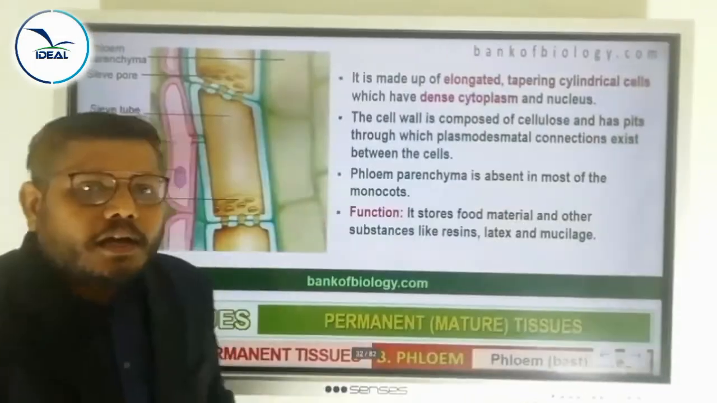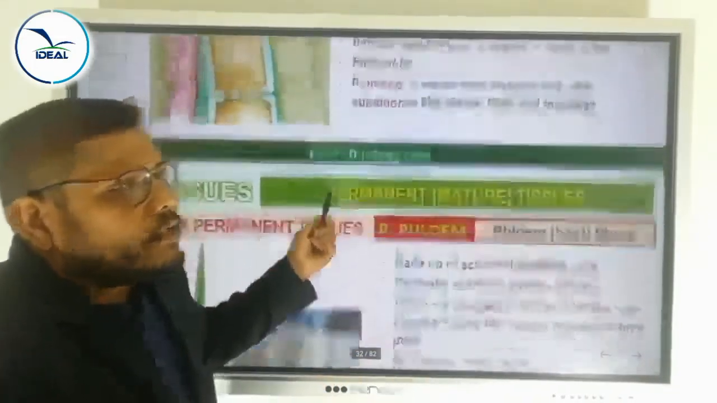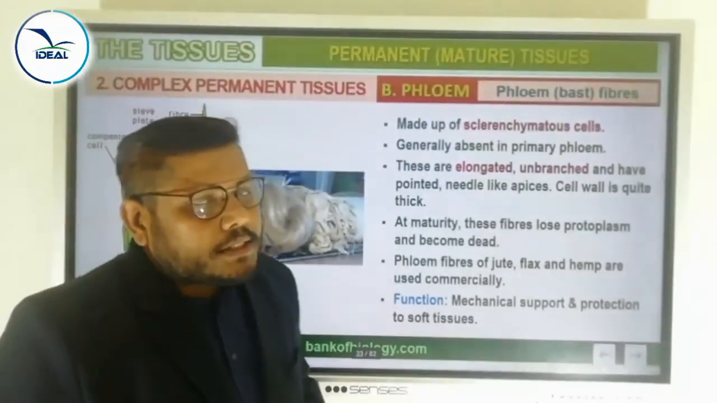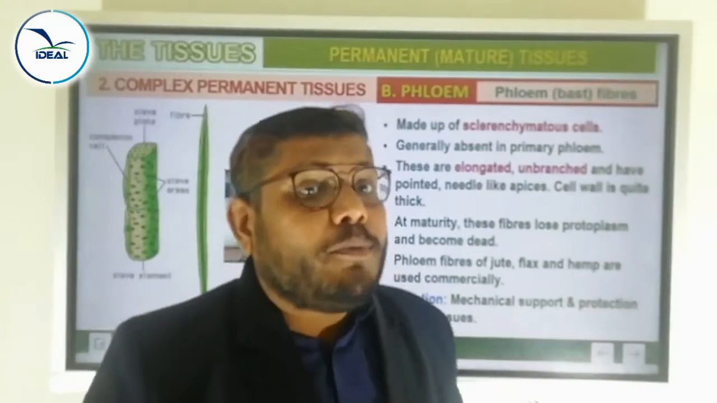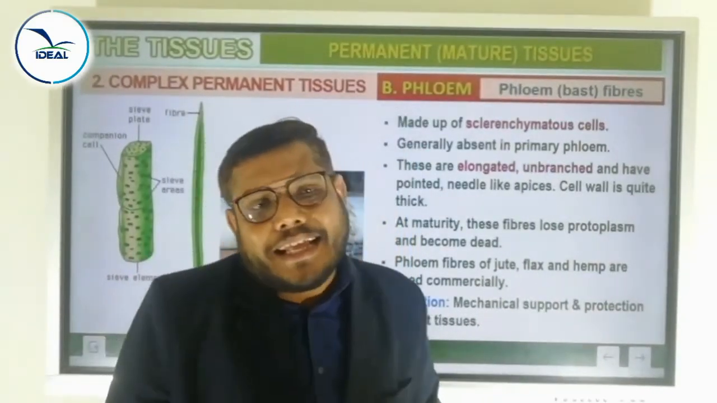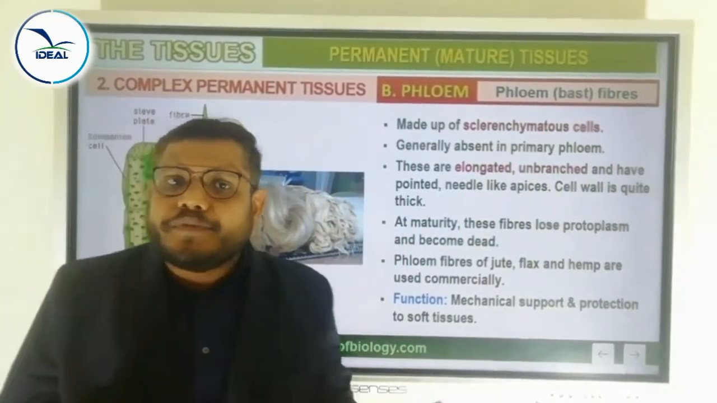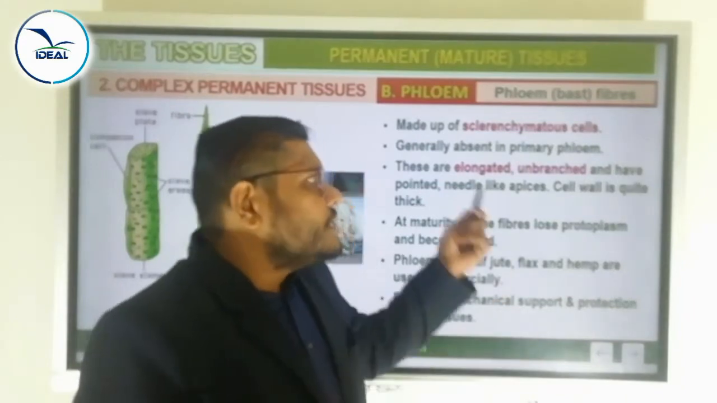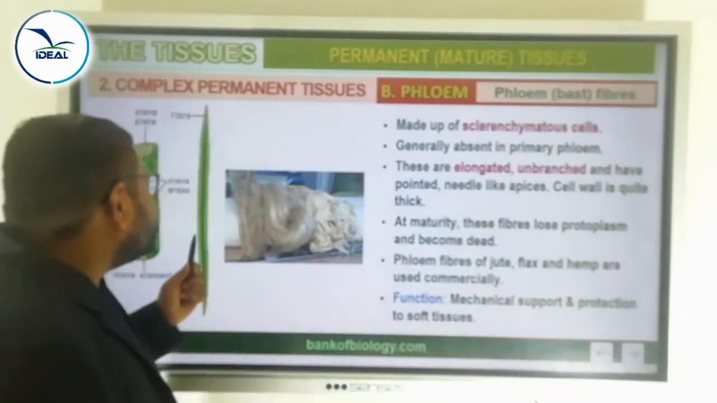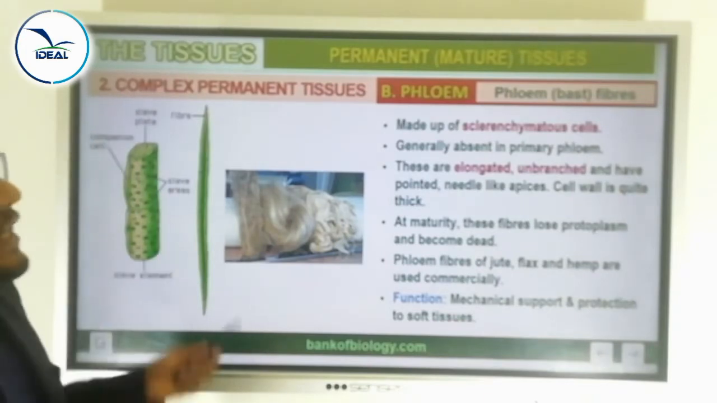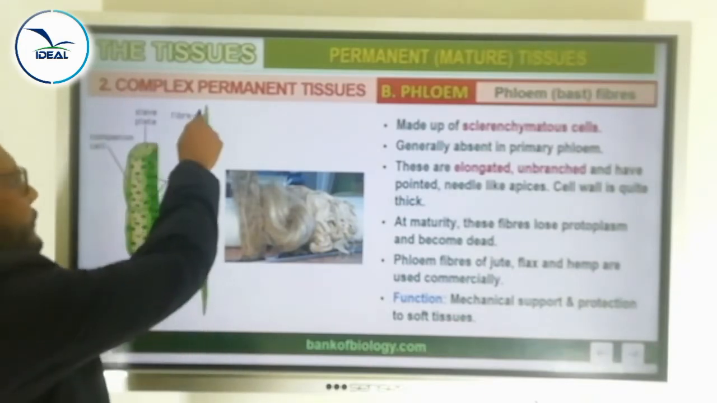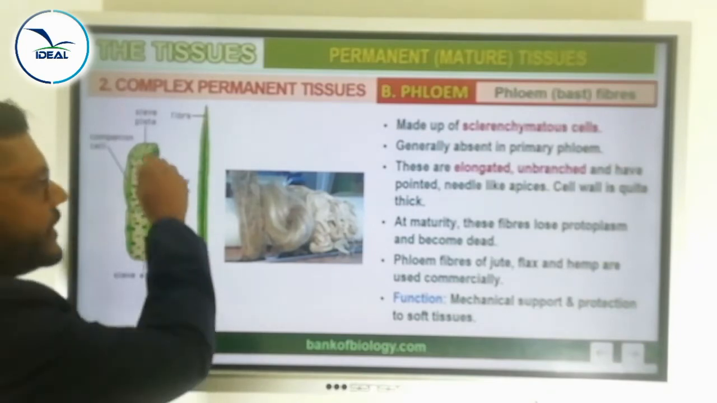Is it clear? The next type of phloem cell is called Phloem Fiber or bast fiber. This fiber is made up of sclerenchymatous cells, which are dead cells. How are they structured? They are elongated and unbranched, and have pointed, needle-like apices.